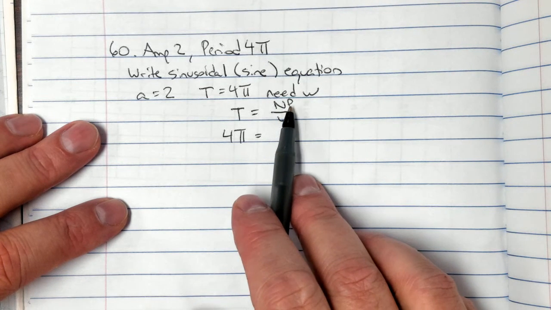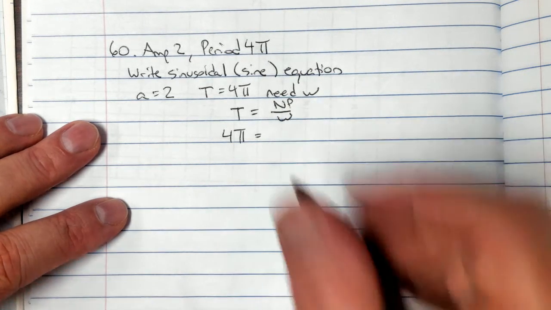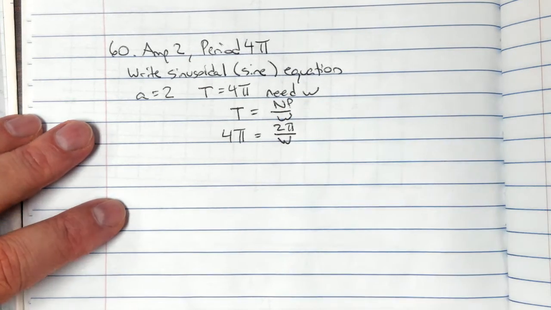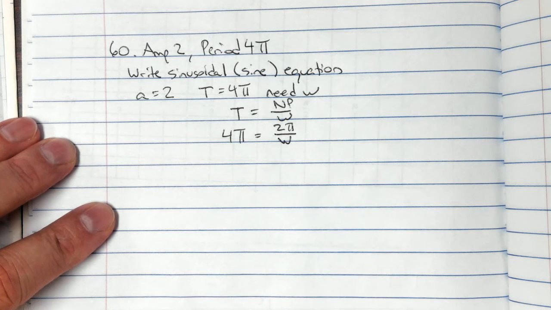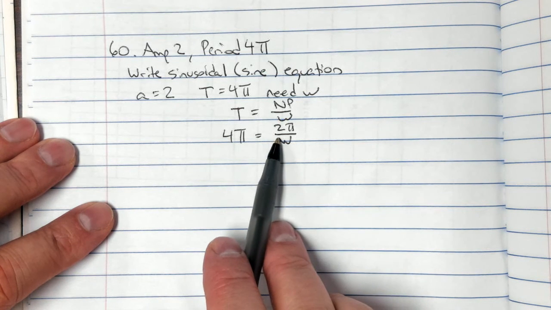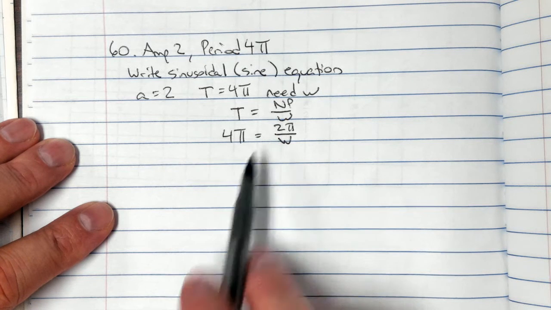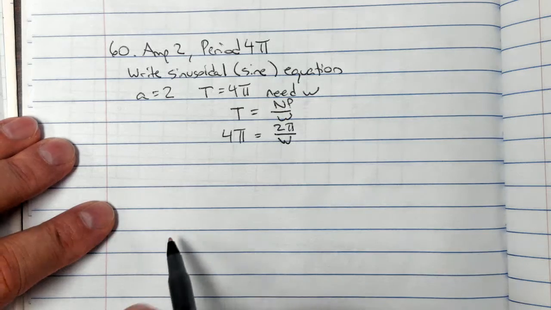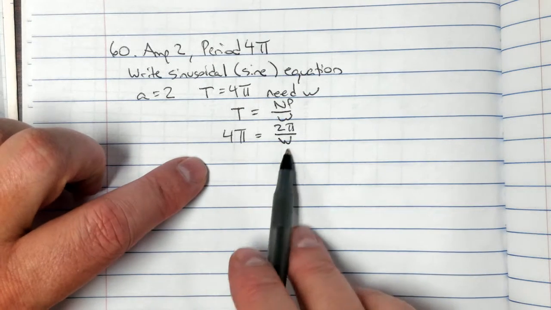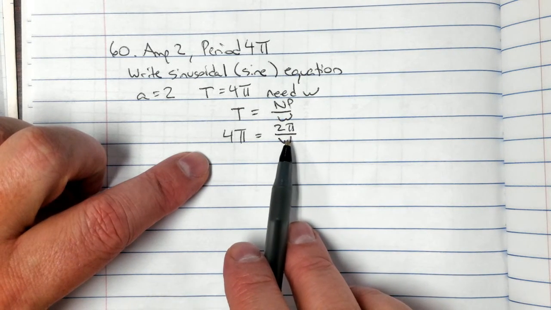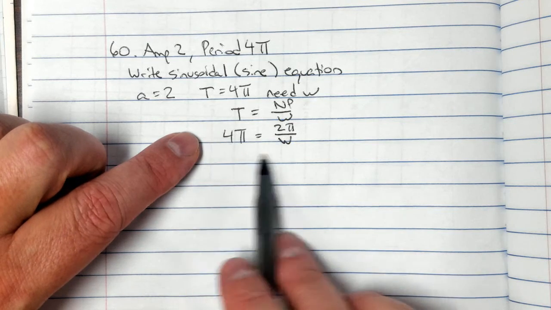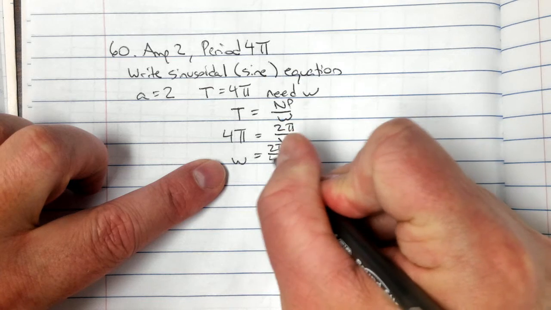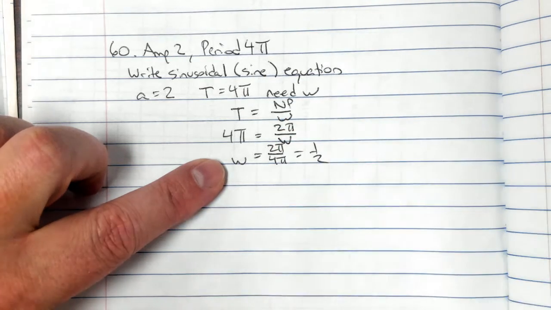Remember that your normal period would be 2 pi except for tan and cotan. So we put 2 pi here. And then it's 2 pi if it's sine, cosine, cosecant, or secant. Okay, good. Now you want to solve for W. So that means you're going to multiply by W and divide by 4 pi. So we get W equal 2 pi divided by 4 pi, which is 1/2.